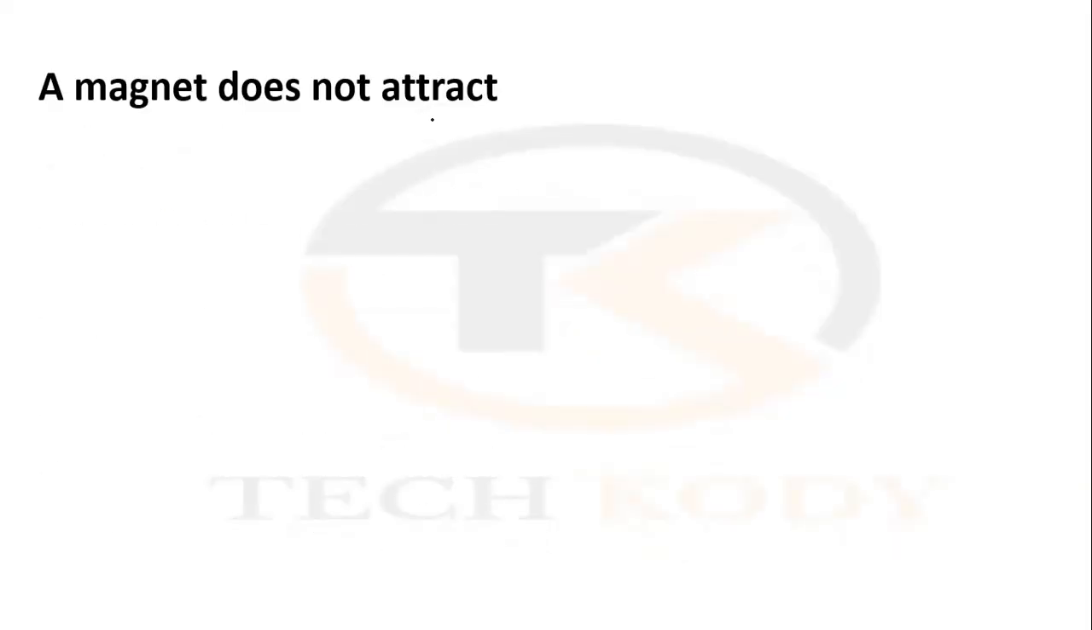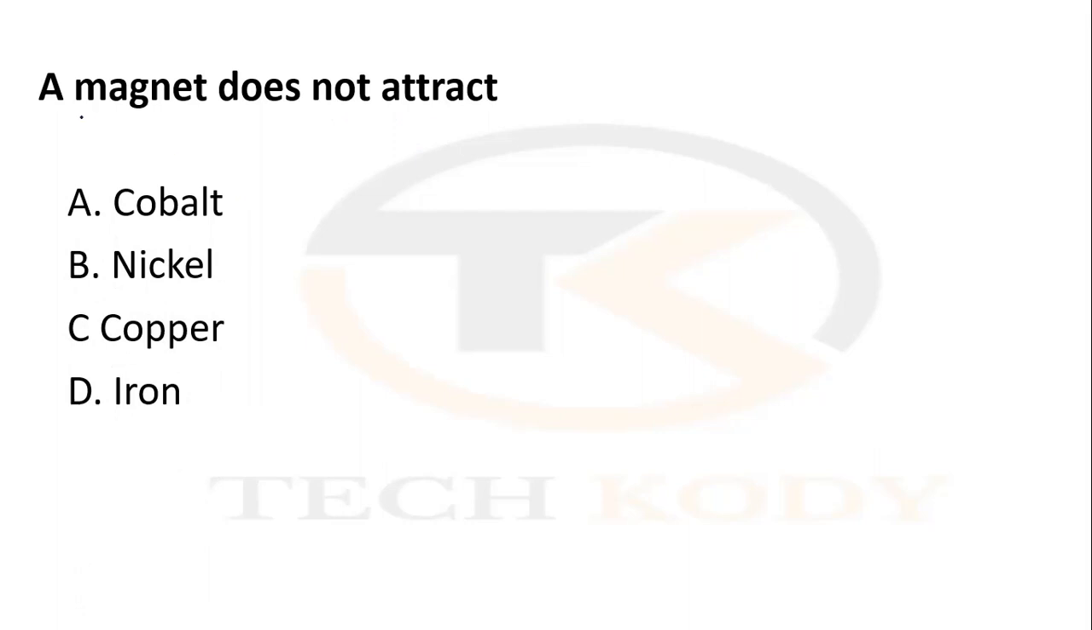A magnet does not attract which material? The options are cobalt, nickel, copper, and iron. That is copper.